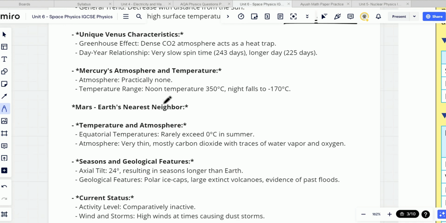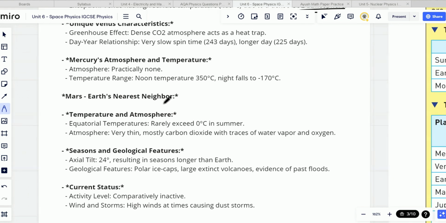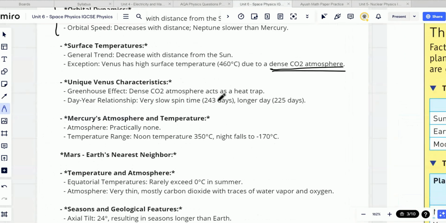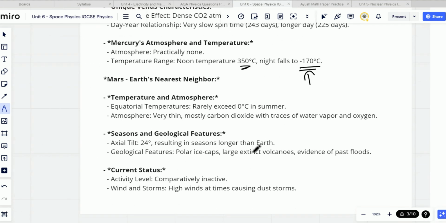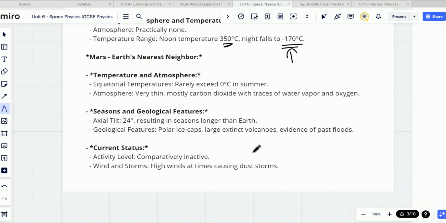Then what do we have? Mercury's atmosphere and temperature. The atmosphere on Mercury is practically none, because there is no gaseous atmosphere there, and the temperature range is also extreme. See the difference? During the day it is around 460 degrees Celsius, and this is around 350 degrees Celsius. And at night, see how cold it gets. Even though it's so close to the sun, it goes down to minus 170 degrees Celsius.